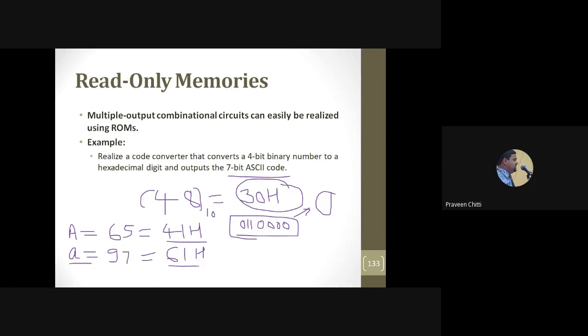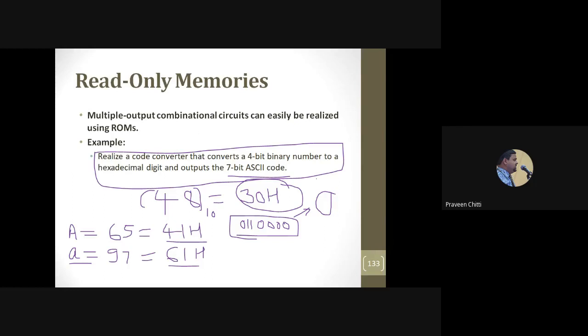What exactly ASCII is and what the ASCII code is, I have explained. But that was not my intention, to teach you what ASCII code is. What you have to do is answer this question. You need to realize a code converter that converts a 4-bit binary number to a hexadecimal digit and outputs the 7-bit ASCII code.